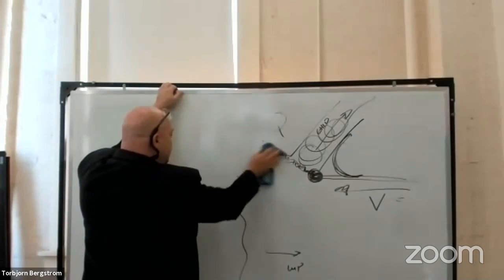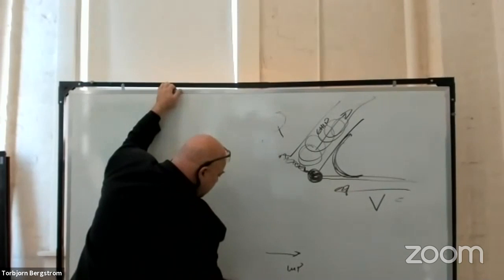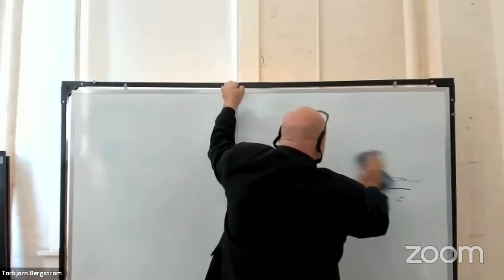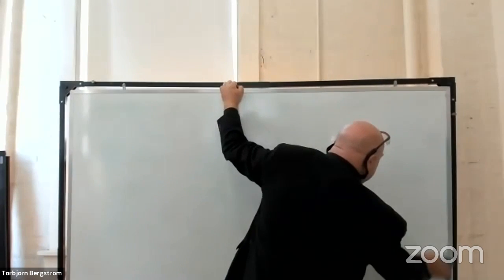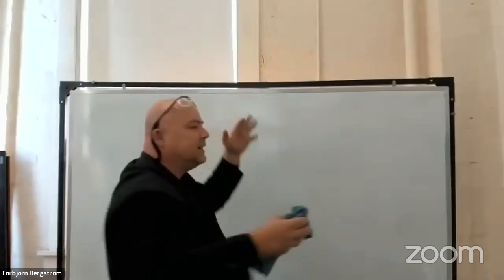Somebody shout it out while I'm erasing the board here. It could damage the machine. So we could damage the machine, we could damage the workpiece, we could damage the tool, we could do all three, right? So there is definitely a downside of needing more power than we have.